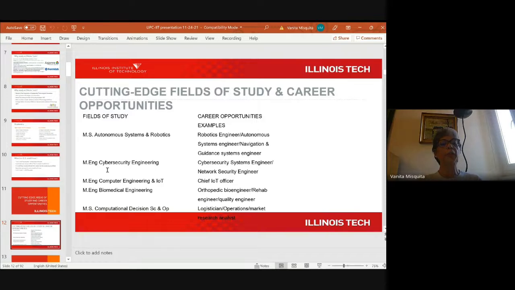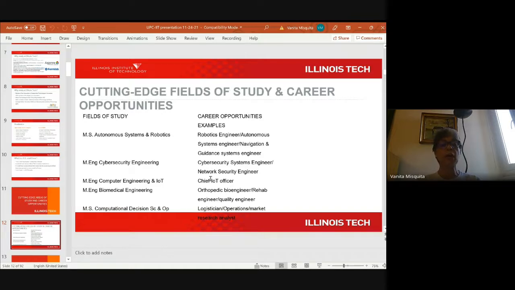Similarly, if you choose an MEng in cybersecurity engineering, our Master of Computer Science department also offers a Master in Cybersecurity. The difference between the two is that this Master's in Cybersecurity Engineering, which is offered by the Department of Electrical and Computer Engineering, looks at cybersecurity systems. So you could be a cybersecurity systems engineer or a network security engineer. Additionally, there's another master's offered by the Department of Electrical and Computer Engineering, which is the MEng in Computer Engineering and IoT, Internet of Things.